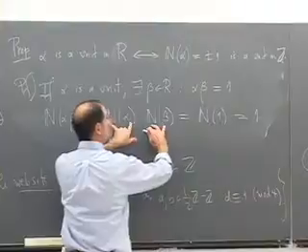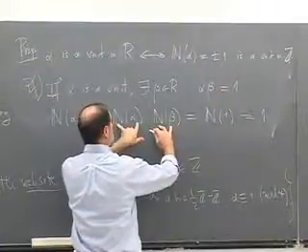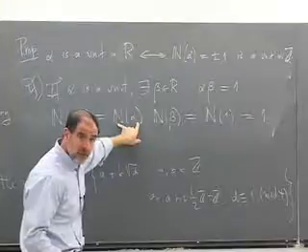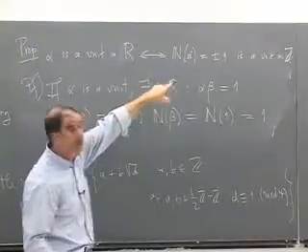So here are two integers whose product is 1. Therefore, the norm of alpha has to be a unit in the integers, and consequently, the only units in the integers are plus or minus 1.